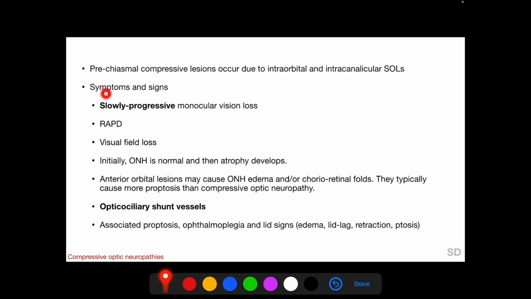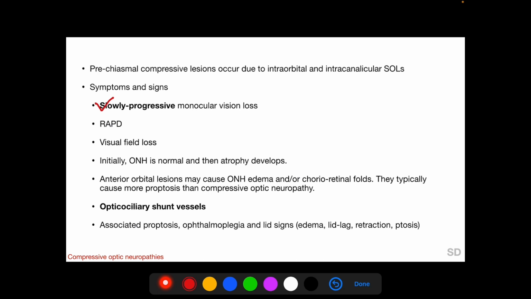The symptoms and signs of compressive optic neuropathy include a slowly progressive monocular vision loss. So compressive optic neuropathy has a slowly progressive course over weeks to months. There will be RAPD and visual field loss, and if the optic nerve compression is far away from the optic nerve head, the ONH is initially normal and later atrophy develops.